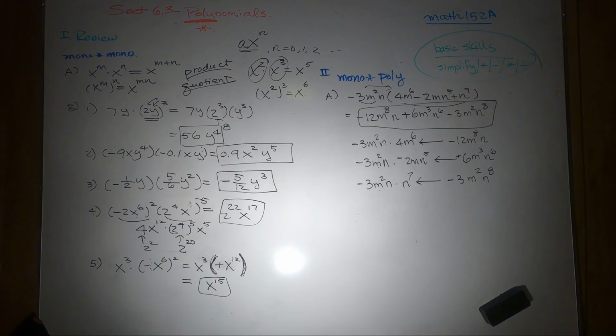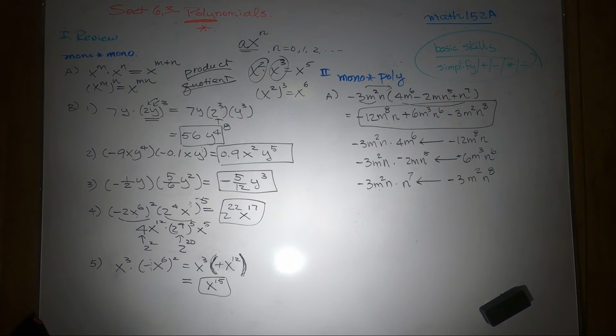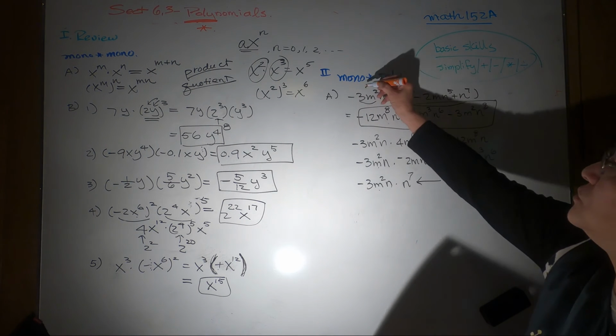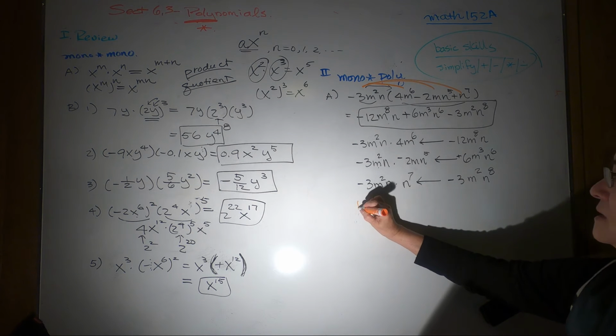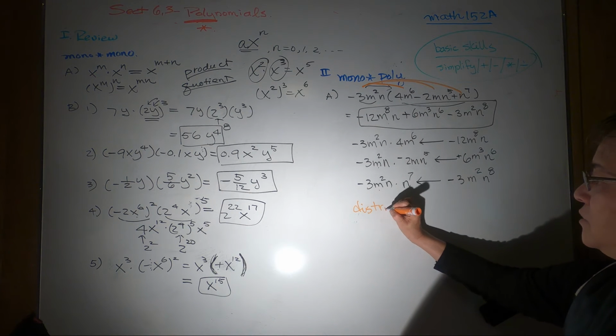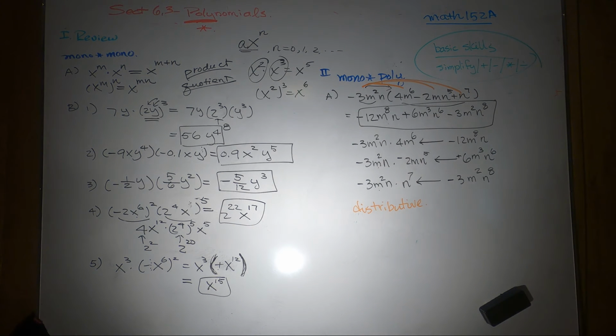Mono times poly. So you multiply them individually. Right? So what kind of property are we using? You need to distribute the outside to everything inside. So we are using what? Distributive property, right?